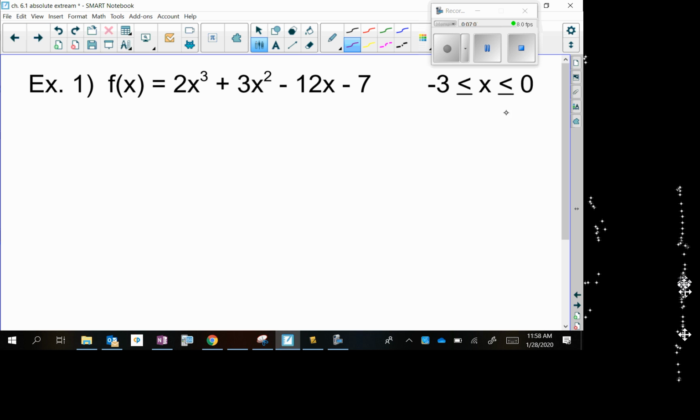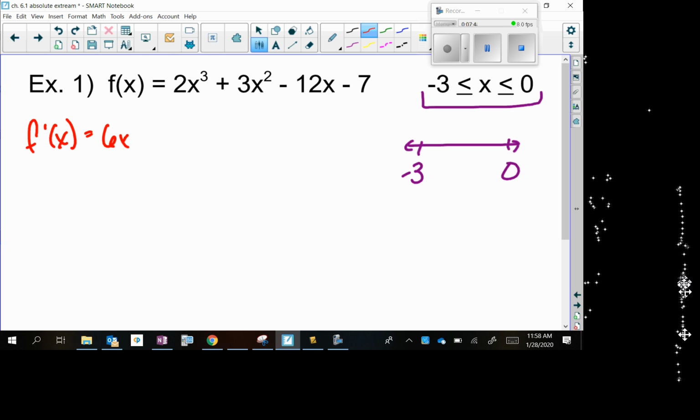So again, this notation here is just telling us we're on an interval from -3 to 0, right? And the fact that it's x greater than or equal to and less than or equal to means that -3 and 0 are included, right? So if we were to graph them, they would be filled in points. So we know the absolute highest or lowest point is going to be either -3 or 0 or one of the critical numbers. So to find a critical number, we do what? Take the derivative.